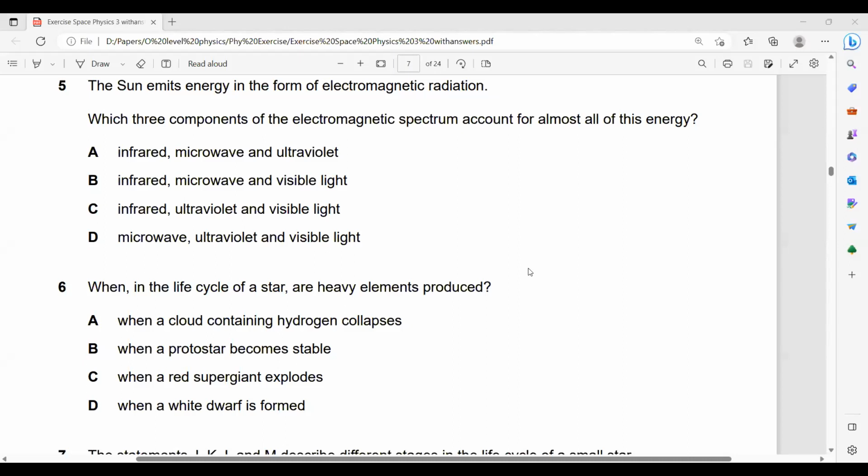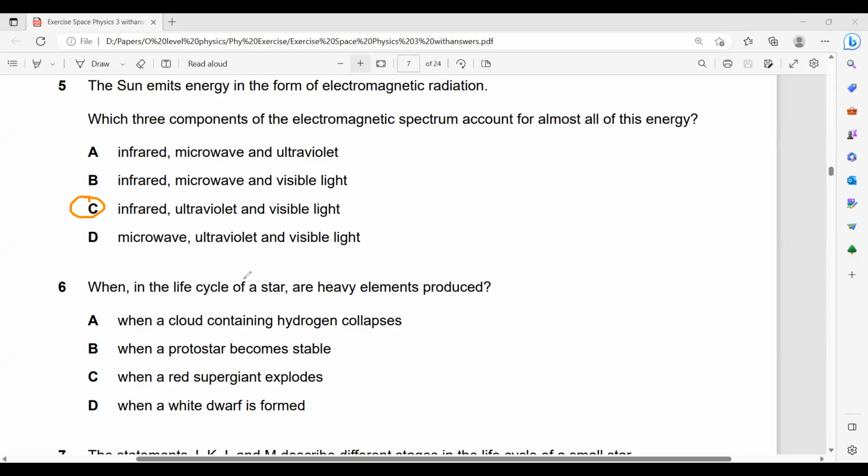In question 5, the sun emits energy in the form of electromagnetic radiation. What are the three components? As you can see, when we discussed the key points, we discussed that the sun is emitting infrared radiation, ultraviolet, and also visible. That's why C is the right answer. It's not emitting microwaves. UV is there, visible is there, and infrared.